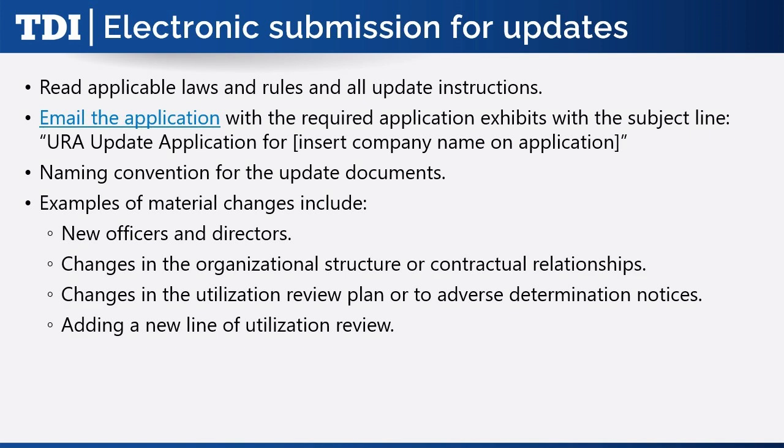Another example is changes to adverse determination notices. Adding a new line of utilization review. For example, you're currently a workers' comp network URA, but you also want to add the new qualifications of workers' comp non-network and health. Please note that these types of updates will naturally be more extensive and require submission of policies and procedures, AD letters, and any other documents that support evidence of compliance with the new qualification types.